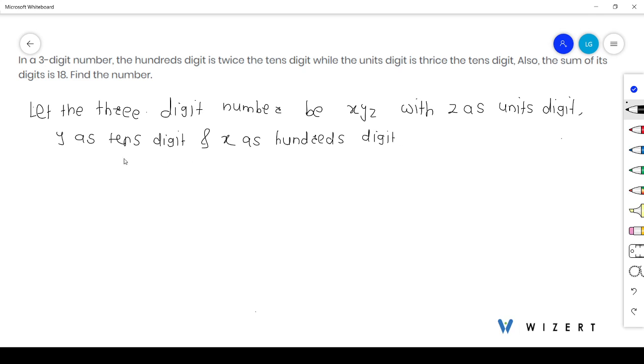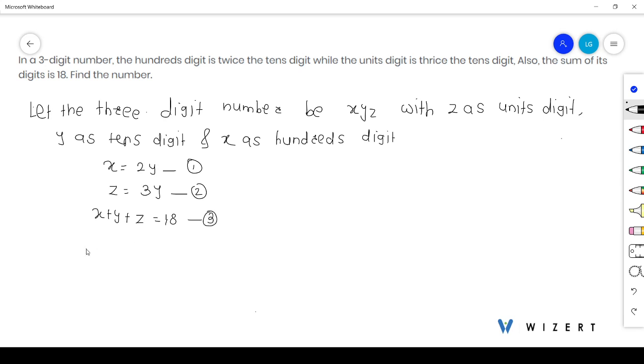Now, from the given information, the hundreds digit, that is X, is twice the tens digit. So it is X equals 2y. Suppose this is equation number 1. Now, the units digit, that is Z, is thrice the tens digit. So it is Z equals 3y. Suppose this is equation number 2. Also, the sum of the digits, that is X plus Y plus Z, is 18. Suppose this is equation number 3.